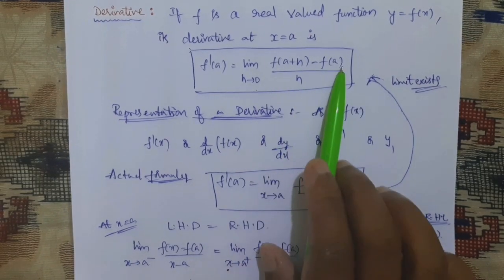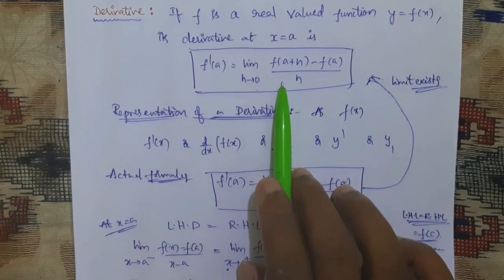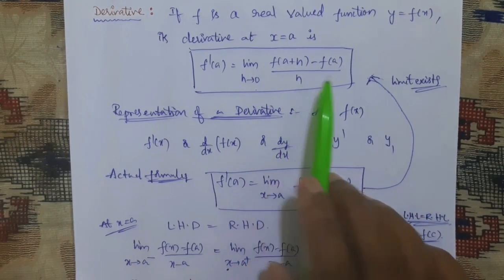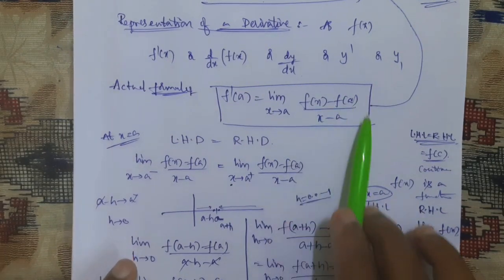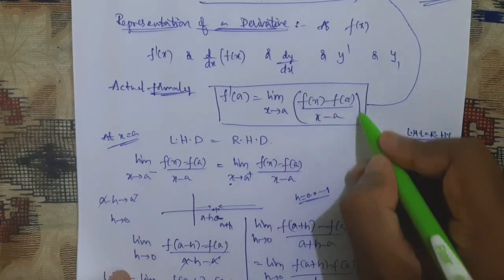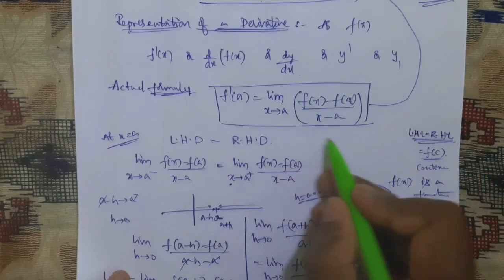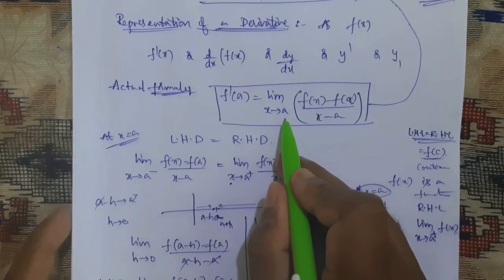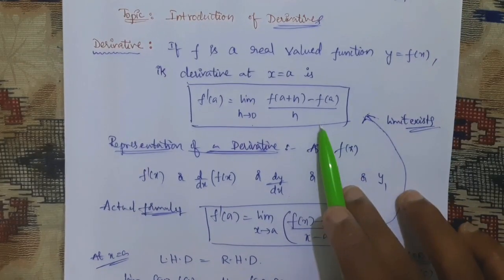Here if you observe, this derivative is not a function. This derivative means the limiting value of an expression. For this expression, F of X minus F of A, the limiting value of this expression at X equal to A is considered as a derivative.